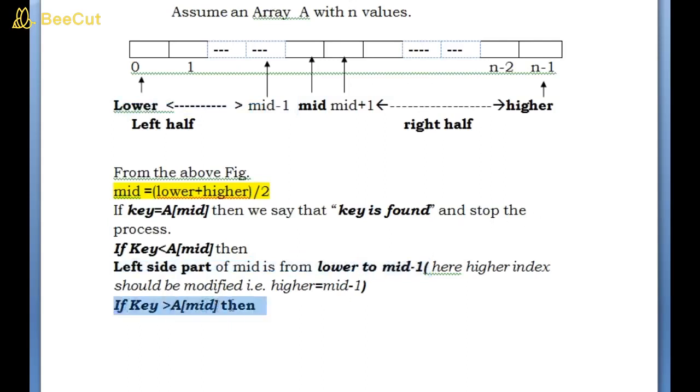If key value is greater than A of mid, for example your searching value is greater than the middle value of the array, then you have to search from mid plus 1 to higher index, that is the right side portion. So there are three possibilities you need to consider in the concept of binary search mechanism. One is, if key value is equal to the middle value of the array, well and good, we say that key is found and stop the process. Otherwise, we have to search either in the left side of the mid position or the right side of the mid position. That is the concept behind it.